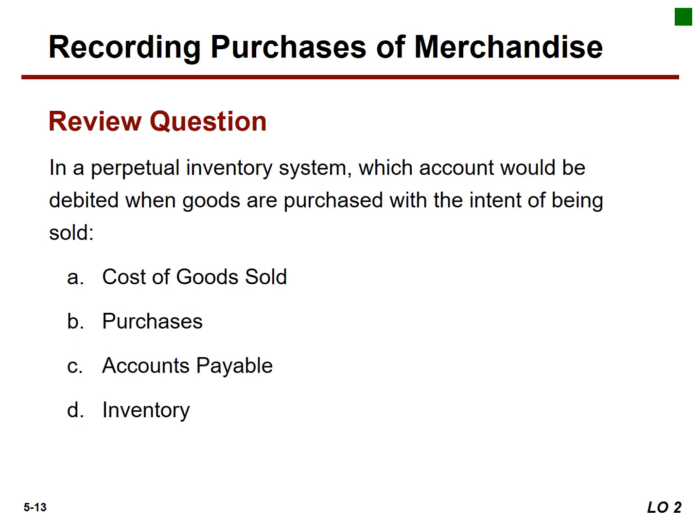A question. In a perpetual inventory system, which account would be debited when goods are purchased with the intent of being sold?